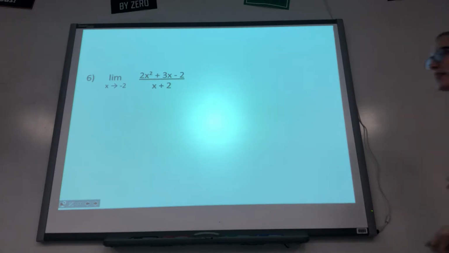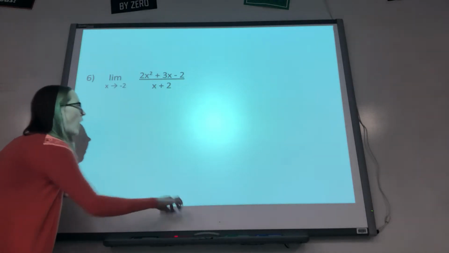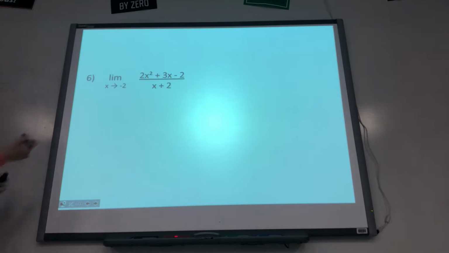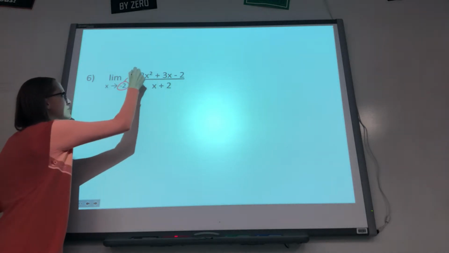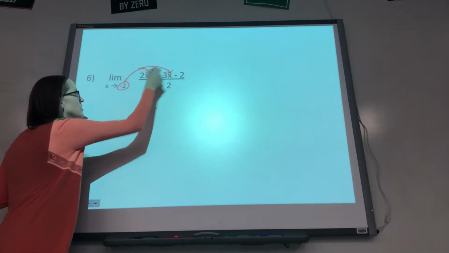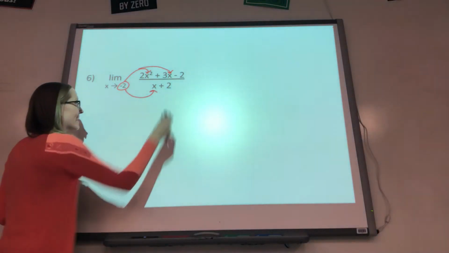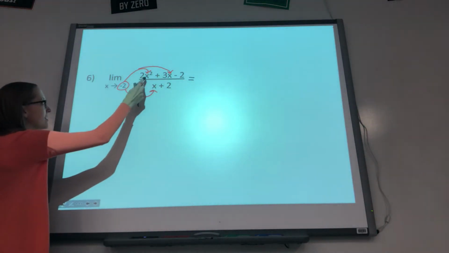The limit as x approaches negative 2 of 2x squared plus 3x minus 2 all over x plus 2. Now I should always try to plug in the number first. Direct substitution, put that negative 2 everywhere you see x, and here's what happens.